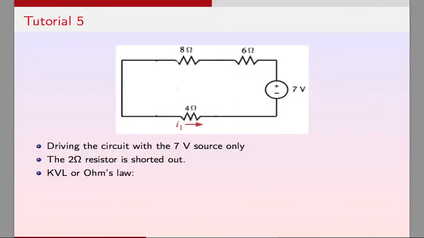The circuit looks simple enough. Now we can use either KVL or Ohm's law to write the following equation. We have 7 is equal to I1 times (4 plus 8 plus 6), or I1 equals 7 over 18, or 0.389 amps.